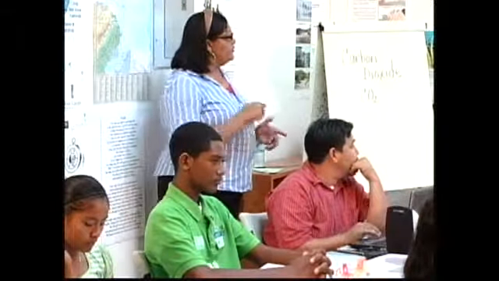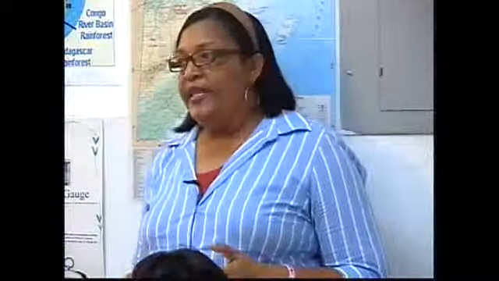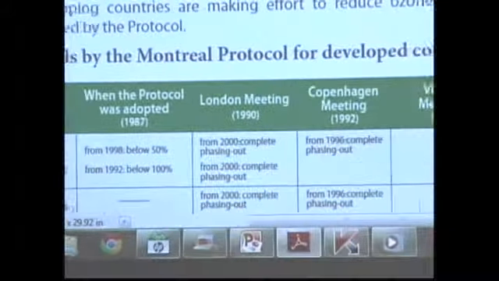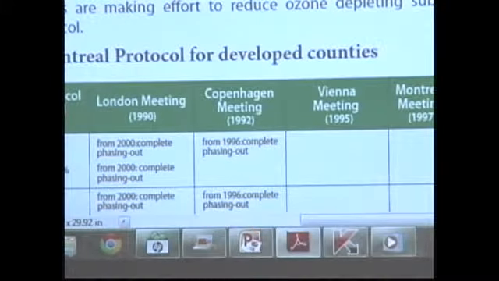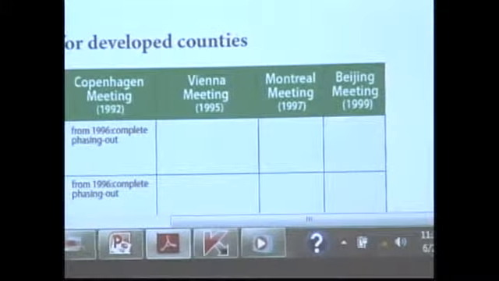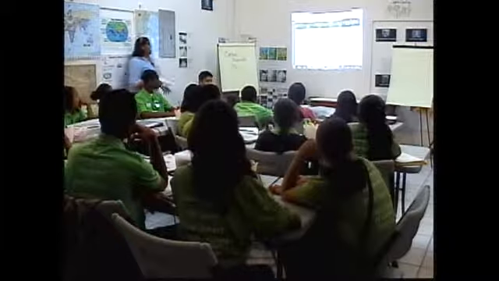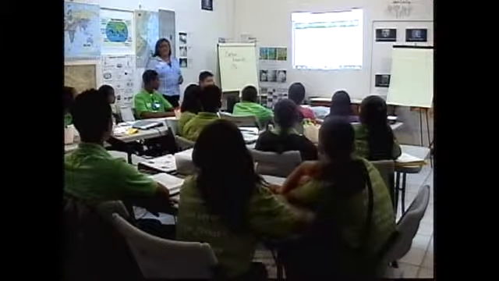Now if you look across the green part, you're going to see when the protocol was adopted in 1987, and then they went back into meeting. They had a London meeting, a Copenhagen meeting, a Vienna meeting, a Montreal meeting, and a Beijing meeting. So leaders and scientists continued to discuss. And the main thing was, we're going to phase out those chemicals and we're going to find more friendly chemicals for our ozone layer, for less depletion.